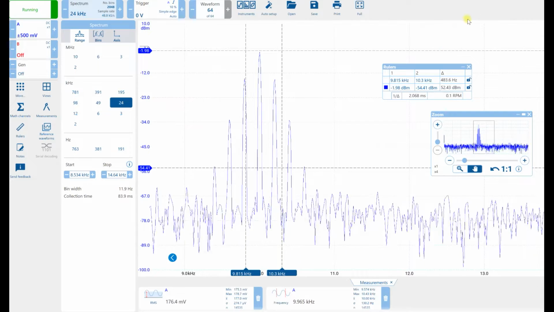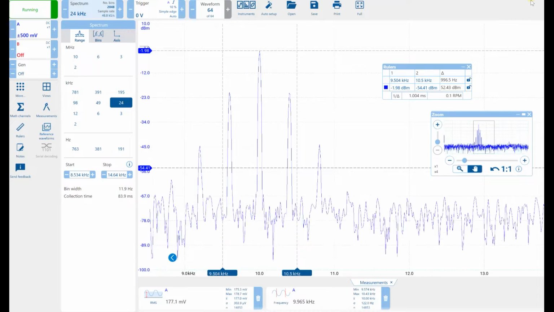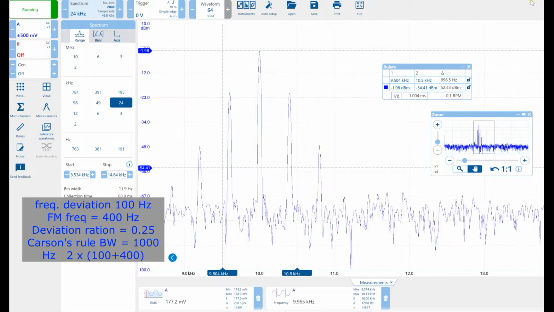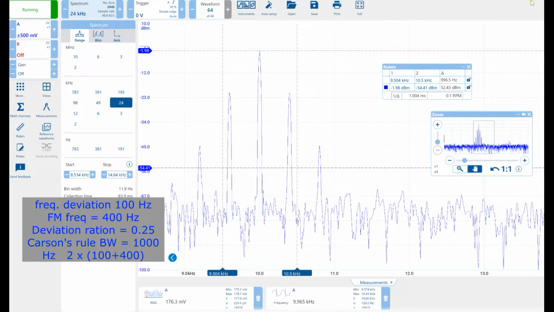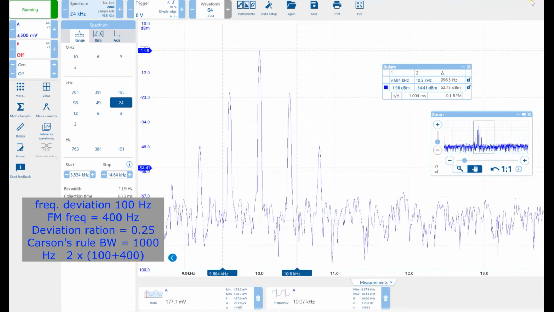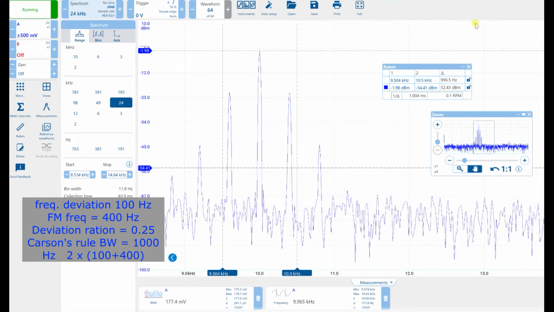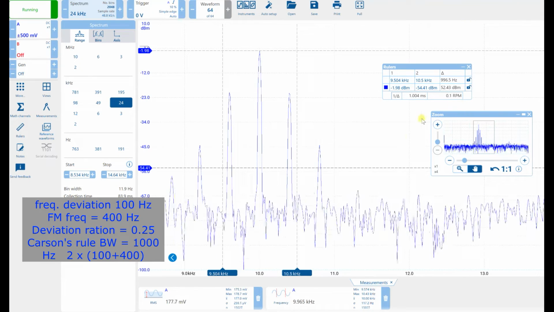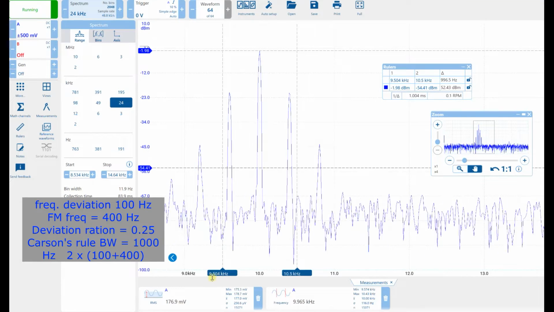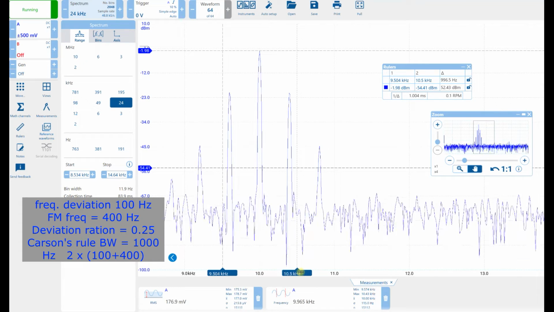Now, one more measurement. In this last measurement, I'll call it number 6, we have a deviation value of 100 hertz, an FM frequency of 400 hertz, and a deviation ratio equal to 0.25. Now the bandwidth here is actually equal to 1000, and I think I've got that marked here. 500 for the lower half, 500 for the upper half. The difference between them is 1 kilohertz.